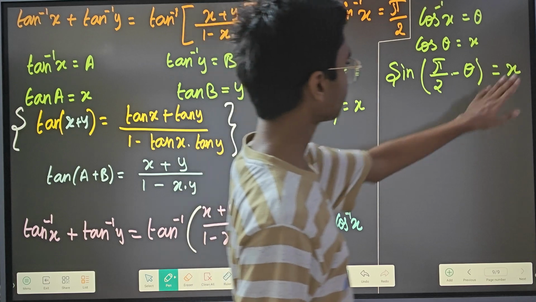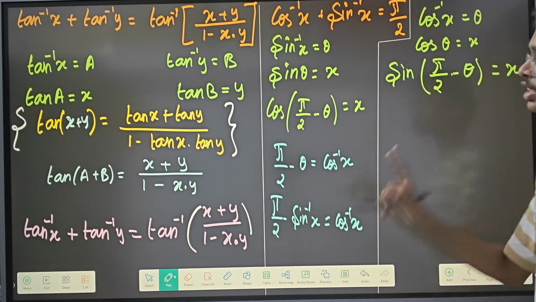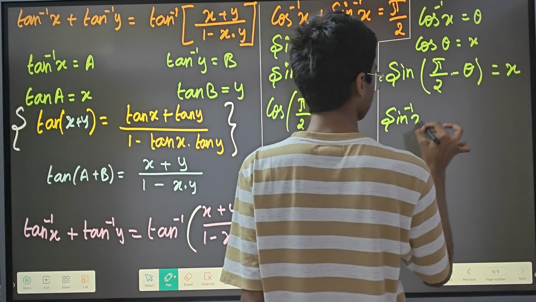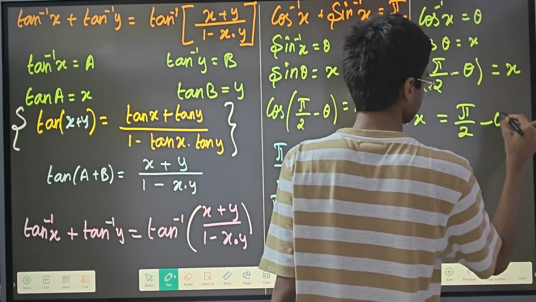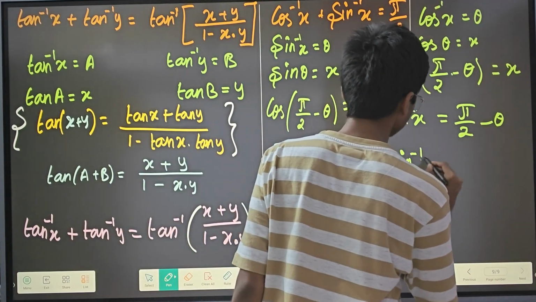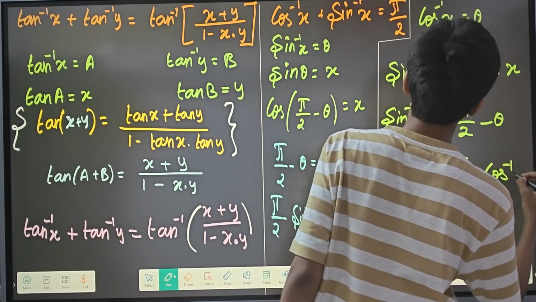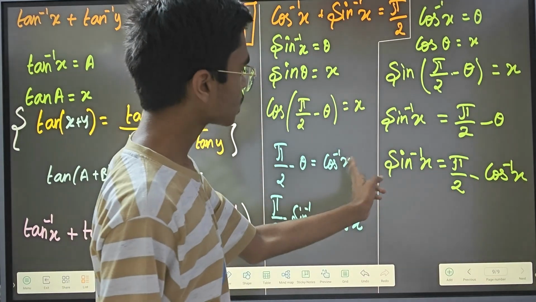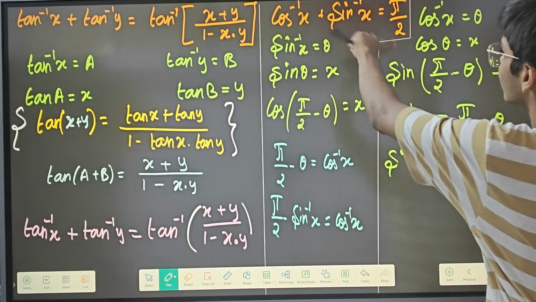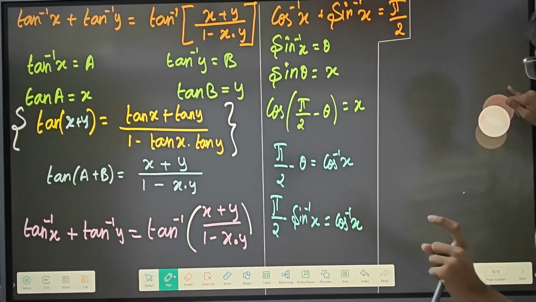Now you are going to apply sine inverse to this total equation. The sine will be cancelled out, and here you will be getting sine inverse x. So sine inverse x is equal to pi by 2 minus theta. What is theta? Theta is cos inverse x. We have got the same formula: sine inverse x is equal to pi by 2 minus cos inverse x. If you transpose this to this side, you get the exact same formula. So amongst them you can choose any one inverse trigonometric function, and then you can do it.